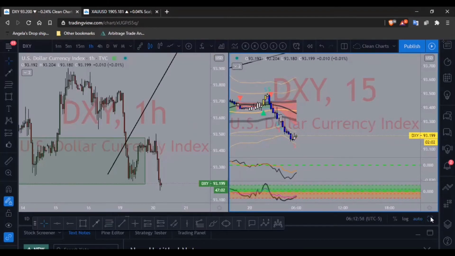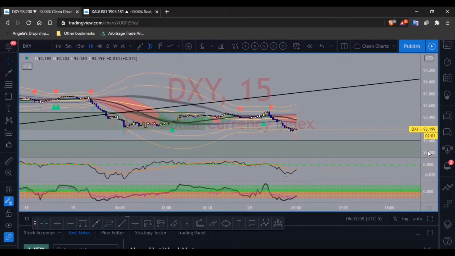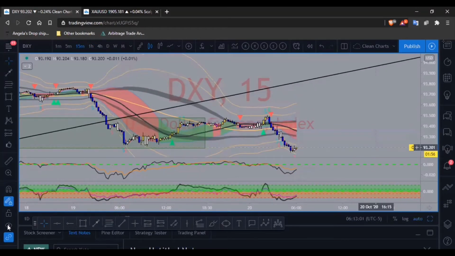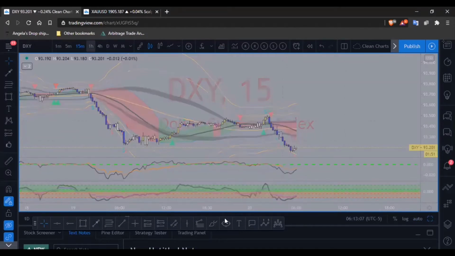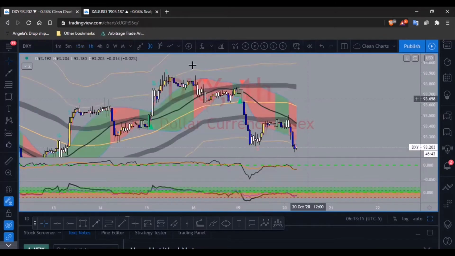Let's go into arbitrage real quick. Let me get rid of the drawings. The 15-minute time frame is calling for a sell. The 1 hour time frame is calling for a sell. This move right here.